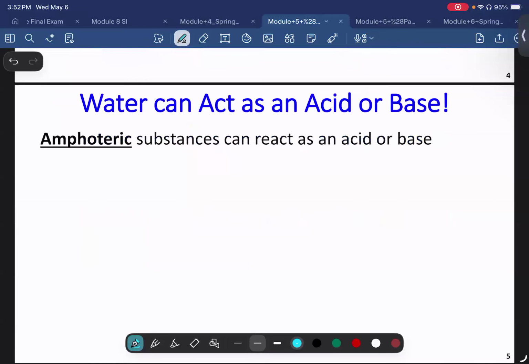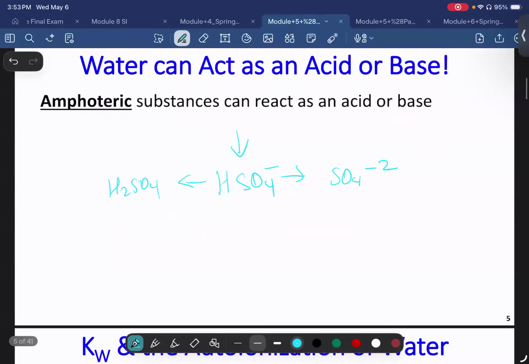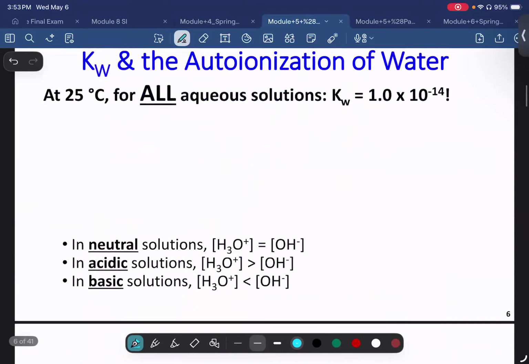Amphoteric substances can be both acids and bases. Water is a good example of that, but another example is HSO4 minus. HSO4 minus can become SO4 2 minus, and also become H2SO4, right? So this molecule can act as an amphoteric. You want to be familiar with that idea. The intermediates in a polyprotic acid can also generally act as amphoteric, so it's good to understand that.